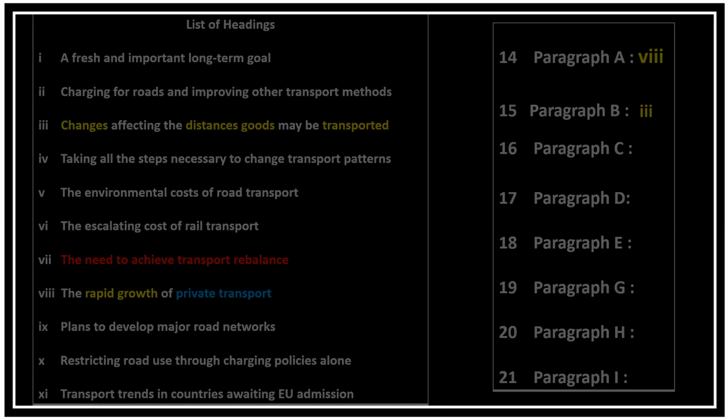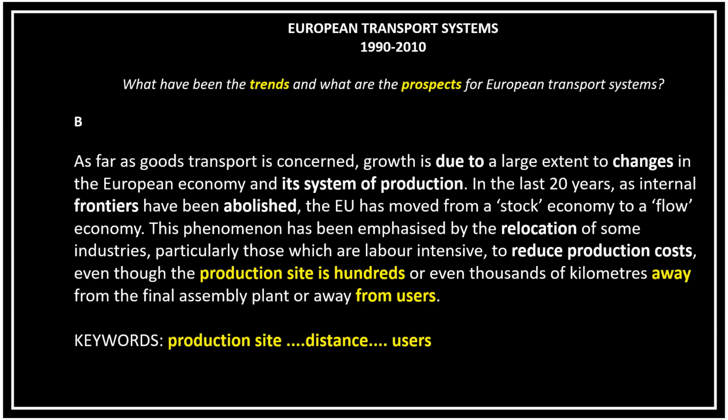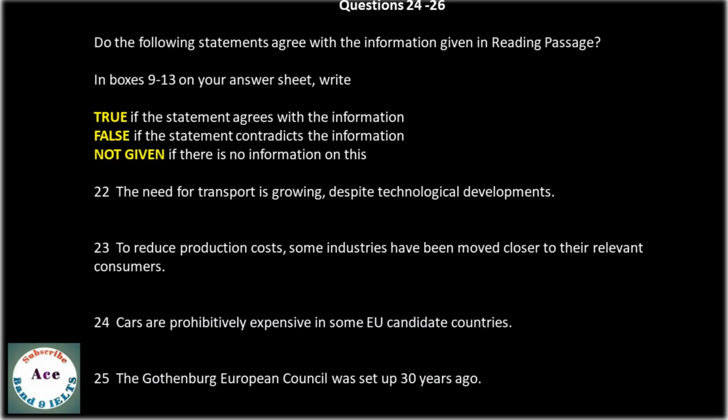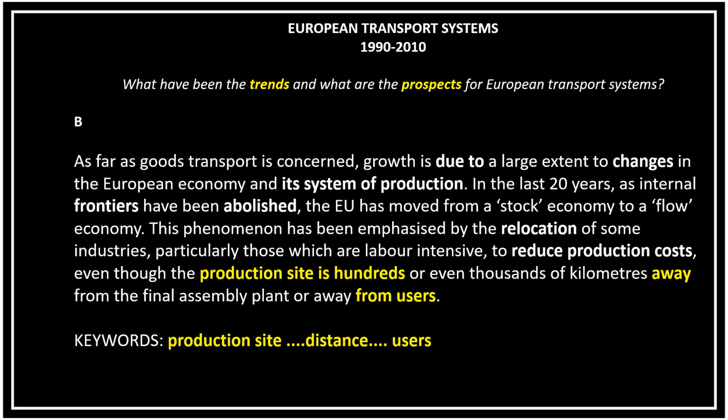The same paragraph has some more keywords which are present in question number 23. The keywords are production costs and consumers or end users. Now let us read the last sentence and compare the meaning of this sentence with the meaning of question number 23.